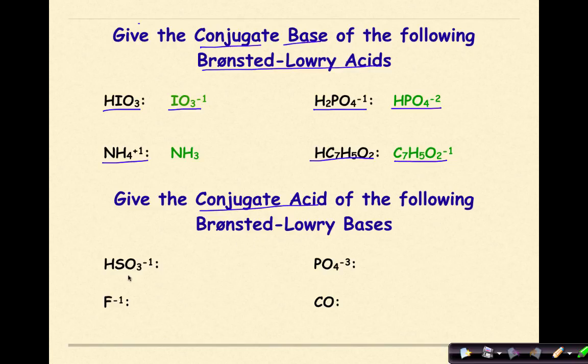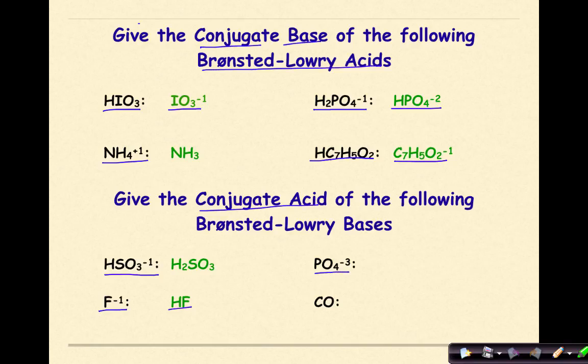Give the conjugate acid of the following Bronsted-Lowry bases. So now we're given bases. We want each of these to gain a hydrogen and become an acid. So HSO3-1, we want it to gain a hydrogen, therefore it will become H2SO3. F-1 will gain a hydrogen and become HF.